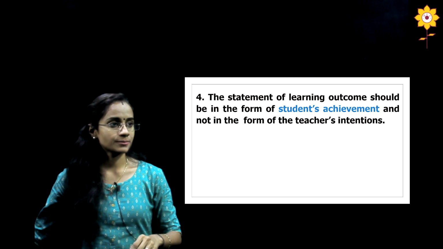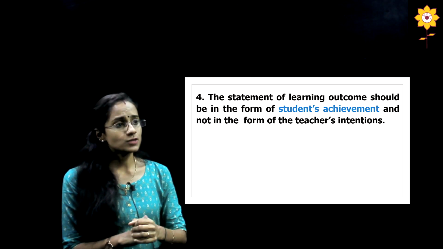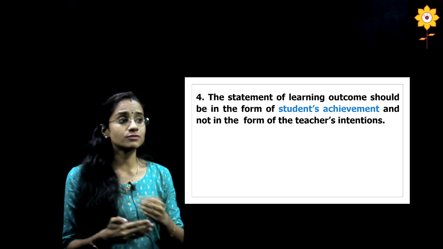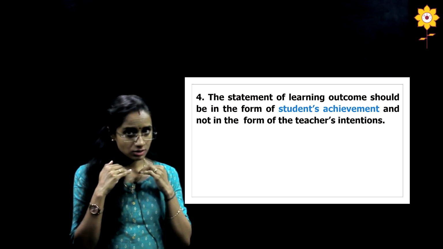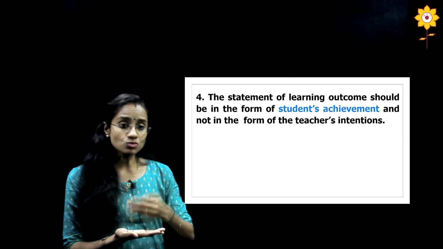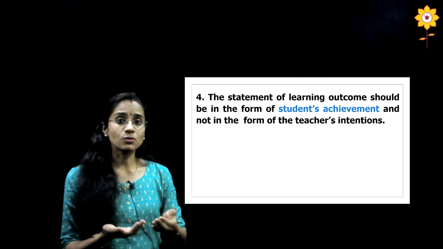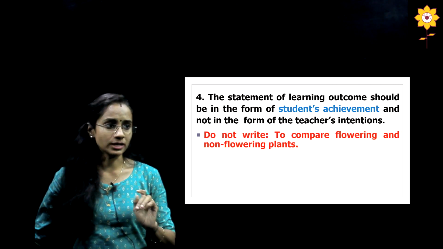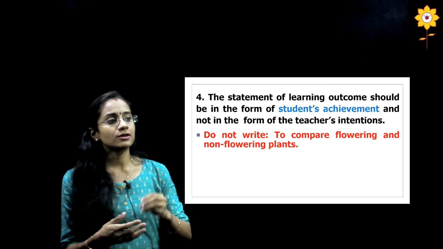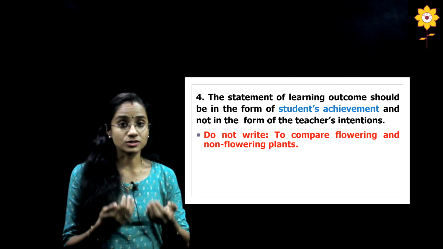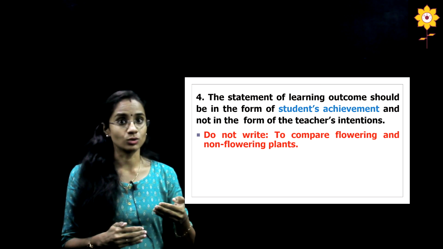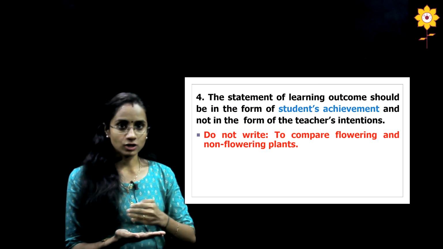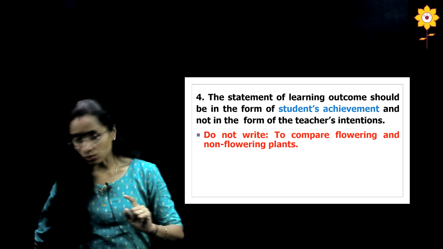Moving ahead, the fourth point is that the statement of learning outcome should be in the form of students' achievement and not in the form of teacher's intention. It should be what the students will achieve, not what the teacher feels like. Let's understand this through an example. "To compare flowering and non-flowering plants." This is what I intend the students to do, so this is a wrong way of writing.